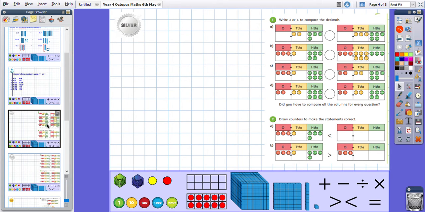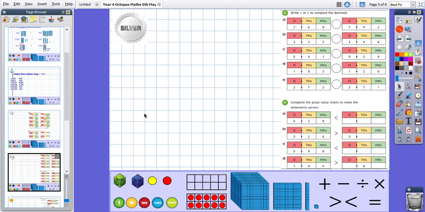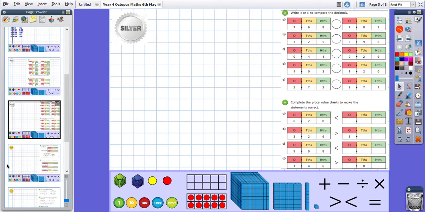And then for silver today, you are looking at questions 1, 2, 3 and 4. So you are identifying what a number is, looking at place value counters, and then you are comparing using your greater than or less than symbol. And the same for question 2, you are drawing counters to make the statements correct. So you need to make a number here that is greater than the number on the left. Questions 3 and 4 are very similar.